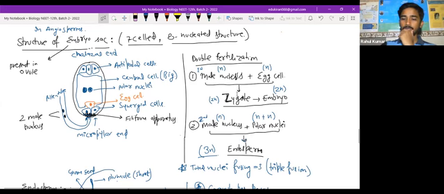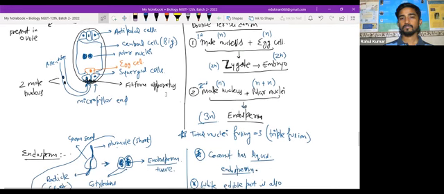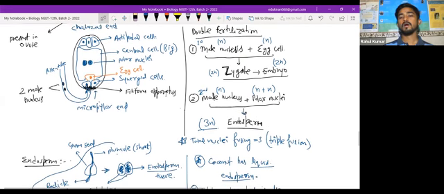There are two fertilizations happening at the same time in a plant. One gives rise to the zygote, which develops into the embryo, and another gives rise to the endosperm. It is known as triple fusion, basically, because three nuclei are fusing.